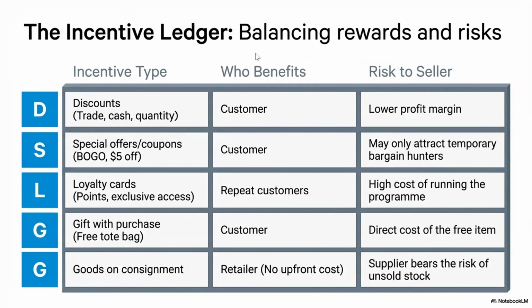Yes, you have a lower profit margin for the discounts, but you might get so much more sales, you still end up making more profit. Buy one get one free and the coupons might attract temporary bargain hunters, but they also might attract people who come back and come back and come back. The loyalty cards could have high costs, but the increase in sales might cover the high costs.